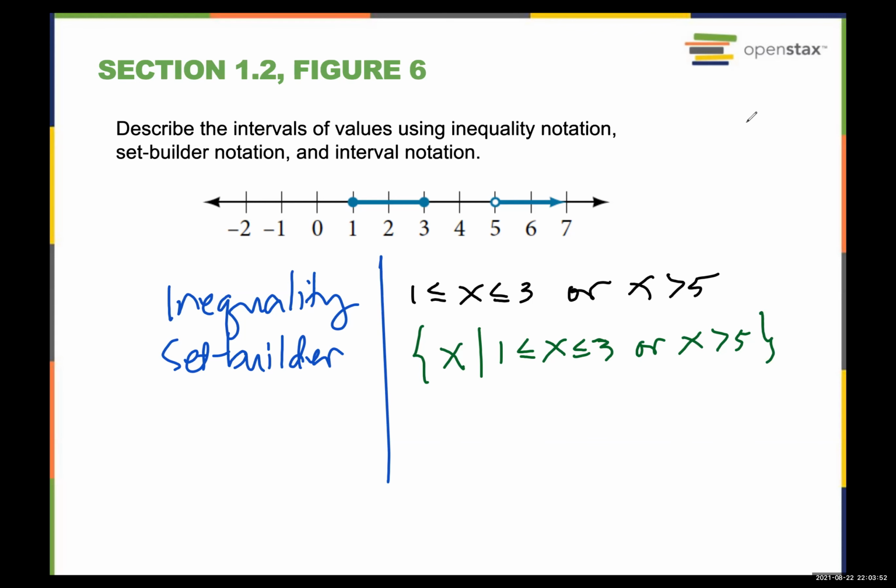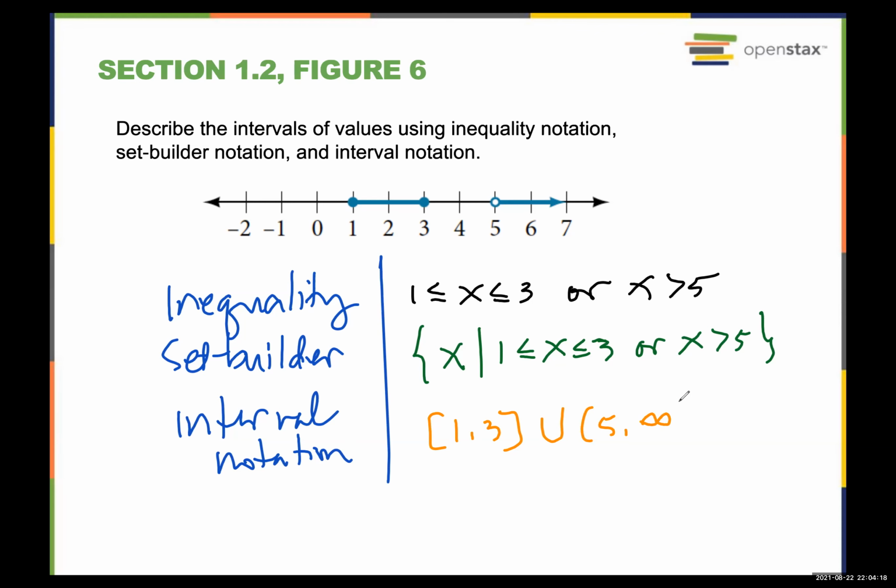Okay, and the last one, the interval notation. Including 1 and 3, so we use the bracket 1, 3, union, that is from 5 to infinity. So take note of this. If these are shaded, meaning we have to use these symbols. If not shaded, then you have to use this.